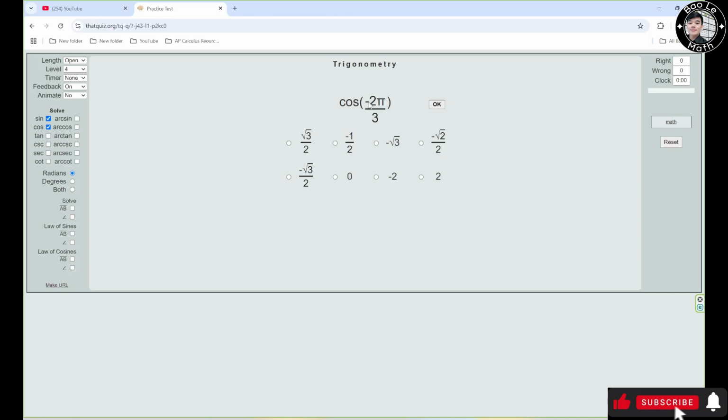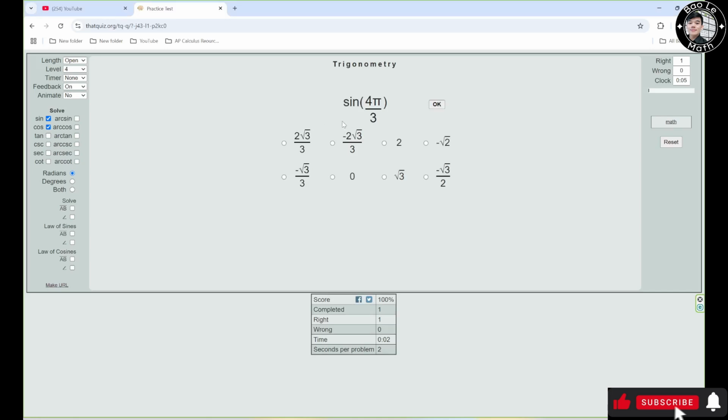On the right hand side, they're going to tell you how many right or wrong answers you made. For example, I need to deal with cosine of negative 2 pi over 3. Because cosine is an even function, cosine of negative 2 pi over 3 is the same thing as cosine of 2 pi over 3, which is negative 1/2. So the answer is negative 1/2. Hit OK. Yes, that's right. Now sine 4 pi over 3 is going to be negative root 3 over 2.